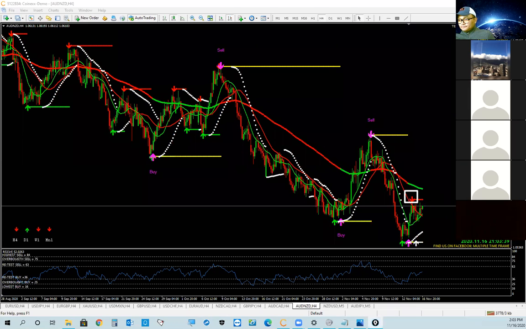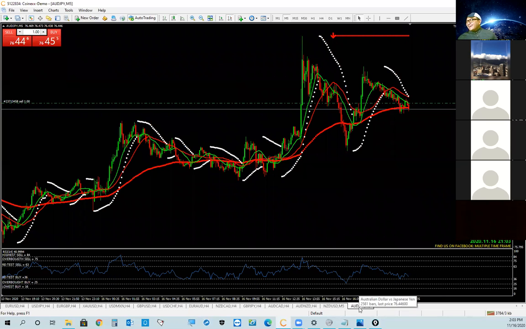AJ is already in profit. I didn't know you took that position. Oh, yeah. Look at that. It pays to show up on the Zoom. It pays to show up on the Zooms. Now, look at this one. You are 2 pips up. Remember, that's $20 already in there.